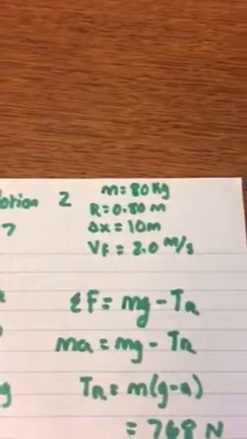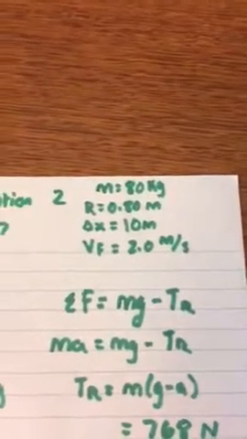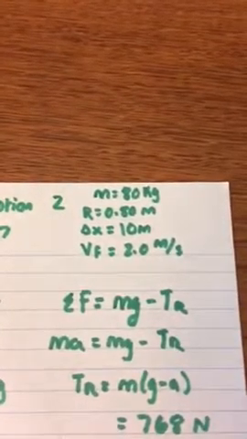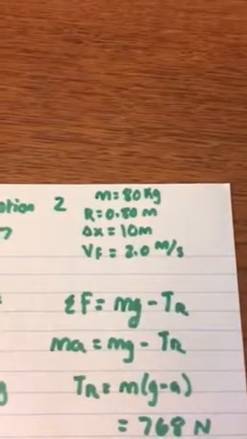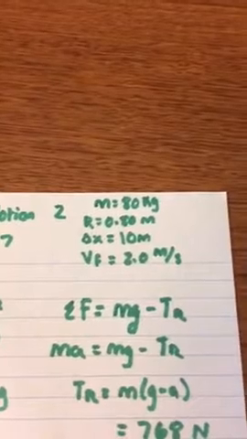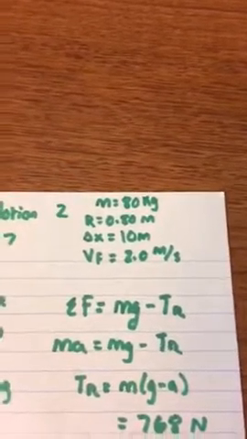Basically what we're told is that we're dropping from 10 meters high, and by the time we reach the ground, we need to have reached a final velocity of 2 meters per second. We're also told that the mass is 80 kilograms, and the radius of the flywheel is going to be 0.80 meters.